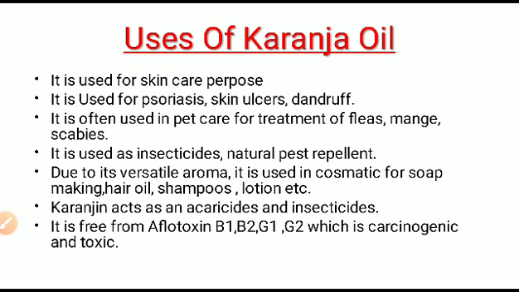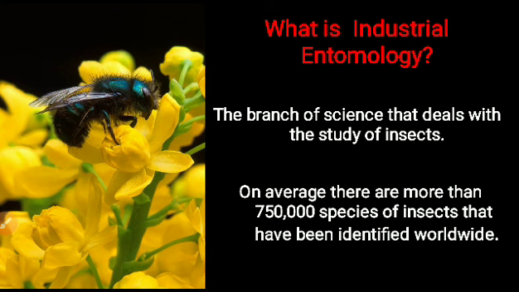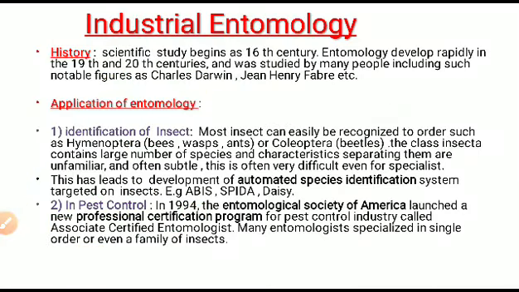Next topic is industrial entomology. What is industrial entomology? Entomology is a branch of science which deals with the study of insects. On average, there are more than 750,000 species of insects that have been identified worldwide. Let me learn their history and their applications.